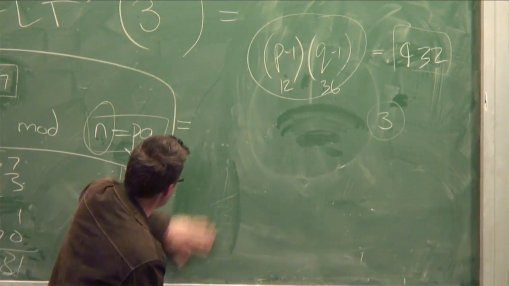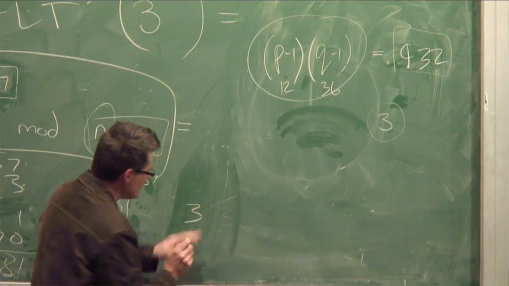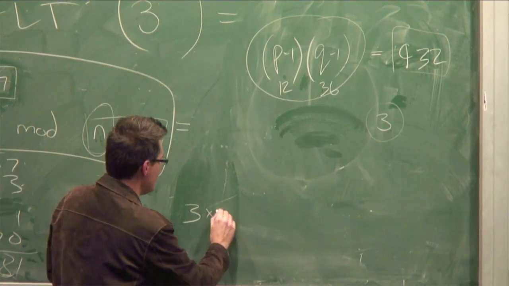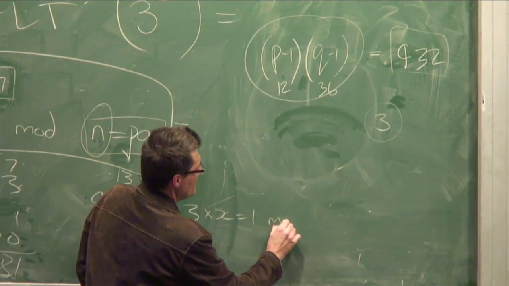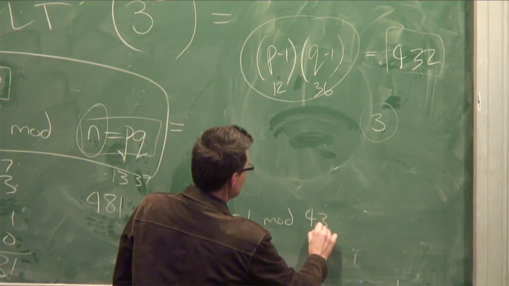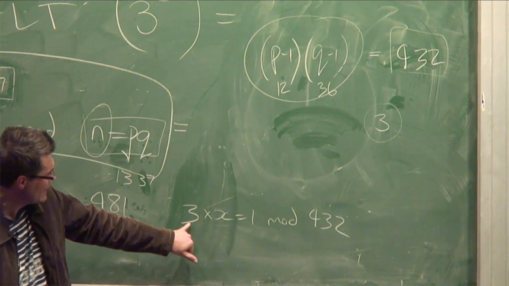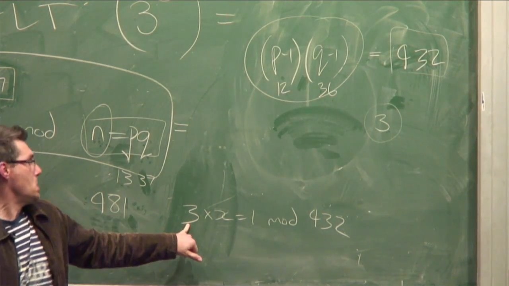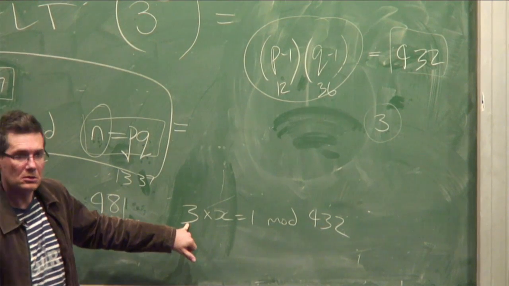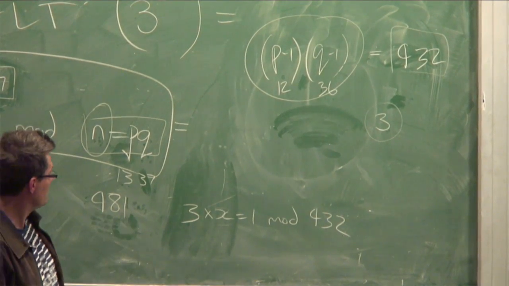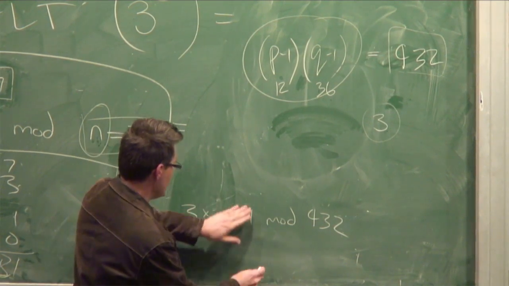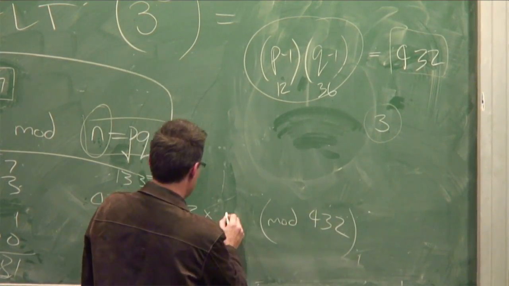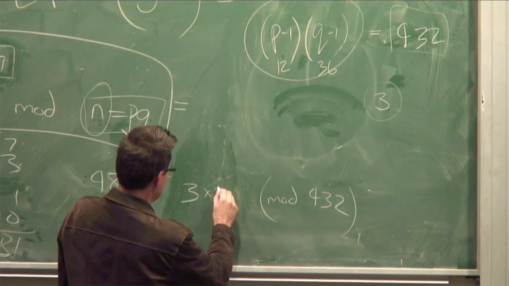Well, in clock arithmetic, it's exactly the same. What's the inverse of 3? It's answering the question, what number times 3 is going to give me 1? So 3 times x equals 1 mod 432. Now, not all numbers have inverses. Let's hope 3 does in this case. Does anyone want to have a go at working that out? 3 times x mod 432 equals 1. Everything's mod 432.